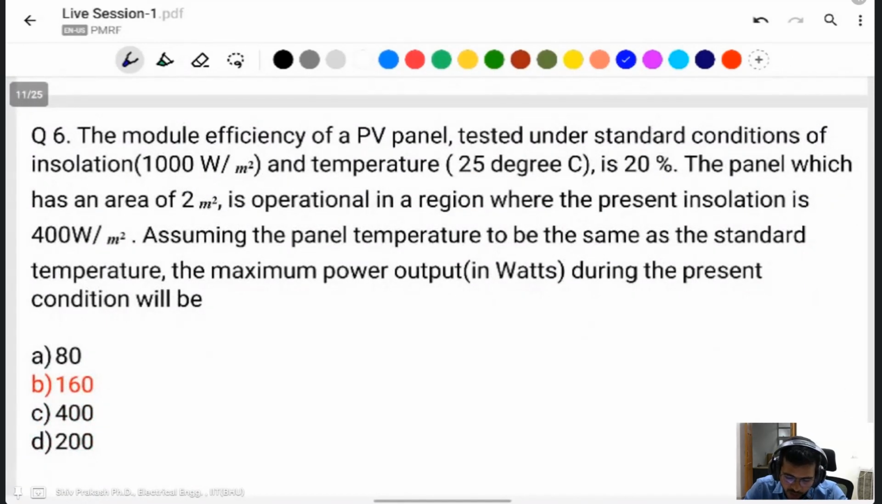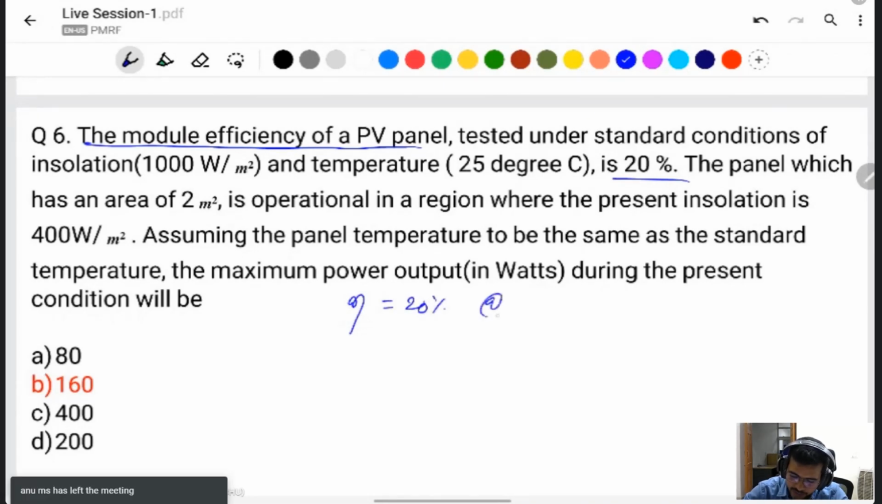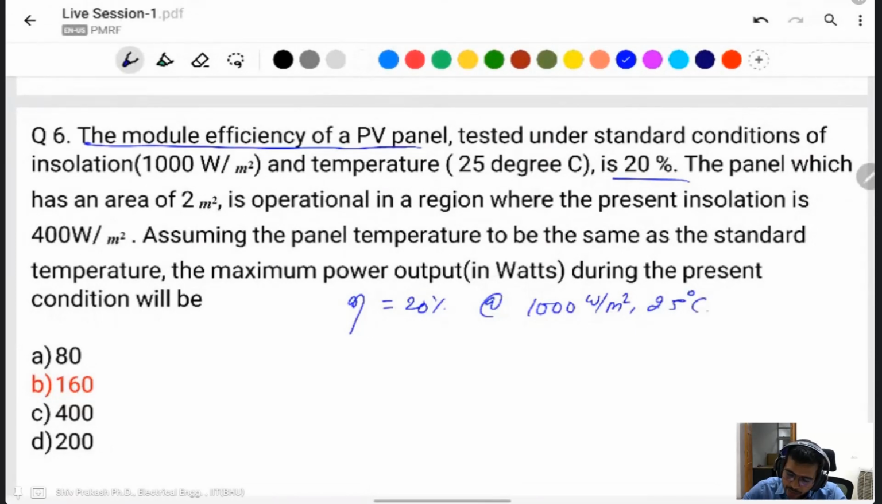Next question: the module efficiency of a PV panel tested under standard conditions of insolation of 1000 watt per meter square and temperature of 25 degree centigrade is given as 20%. The panel, which has an area of 2 meter square, is operational in a region where the present insolation is reduced to 400 watt per meter square. So insolation 2 is 400 watt per meter square, and insolation 1 is 1000 watt per meter square.